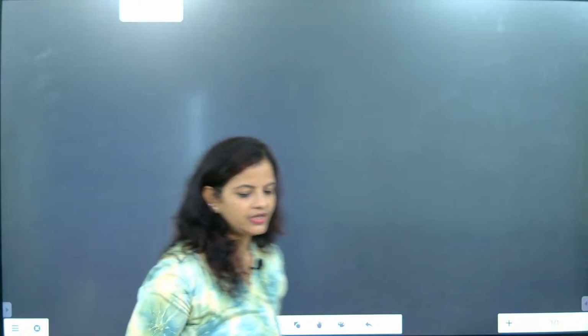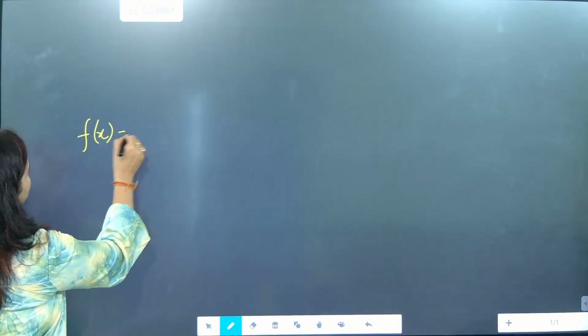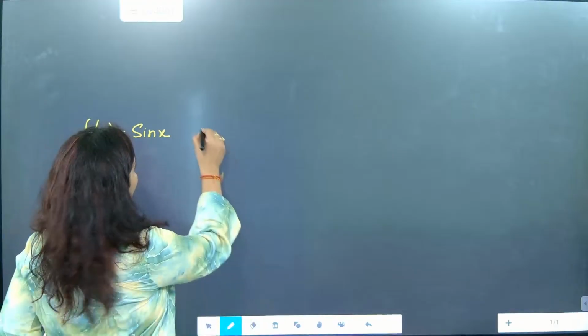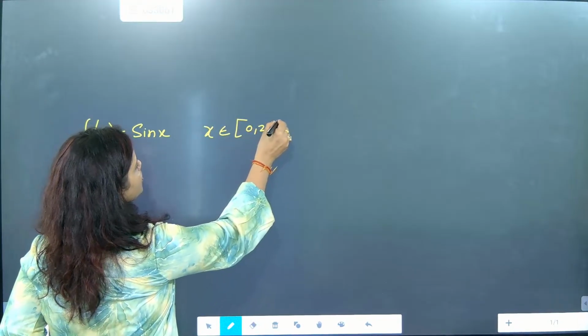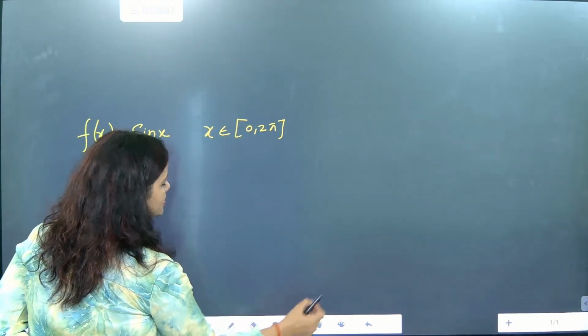So let's check that example where we are going to get both maximum and minimum. Let's check this one out. Have patience. So here f of x is equal to sin x. I am taking a simple example. Now x belongs to the closed interval 0 to 2 pi. Now let's draw this one. If we are drawing, let's understand.